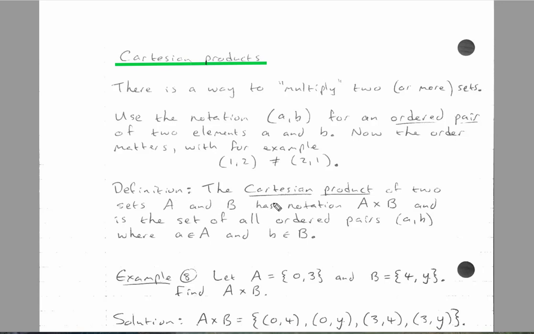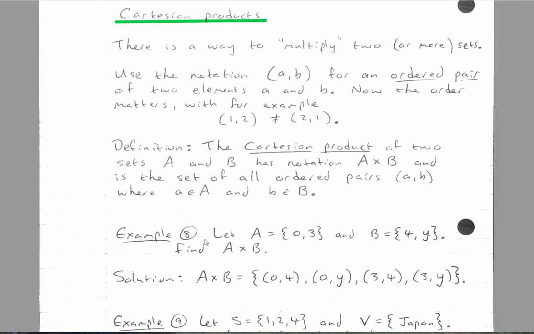Okay, we get to the definition. The Cartesian product of two sets A and B has this notation, A cross B. It looks like multiplication, but what does it mean? It means the set of all ordered pairs (a, b) in parentheses, where this little a is in the first set, capital A, and little b is in the second set, capital B. So we're making a new set, and it contains these ordered pairs. We'll see why that's very useful.